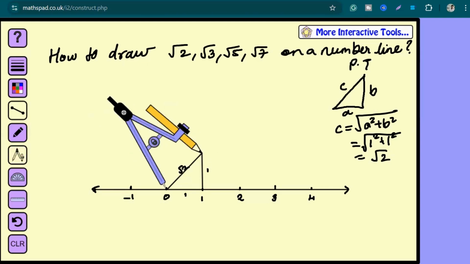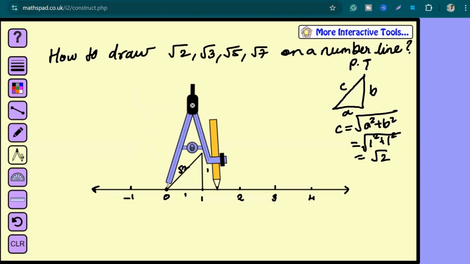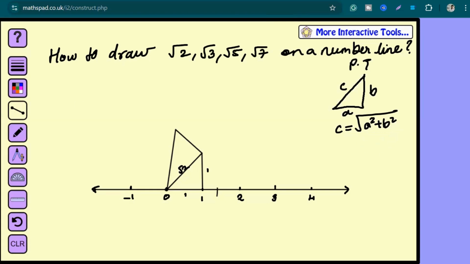You can take the compass, keep it like this, and you can draw an arc if they ask you to draw root 2. In this case I'm making a small arc because generally they don't ask root 2 to draw in the exam. Now use the same 1 unit, and keeping the right angle triangle, you draw one more triangle like this, and in this case we have the new hypotenuse as root 3.